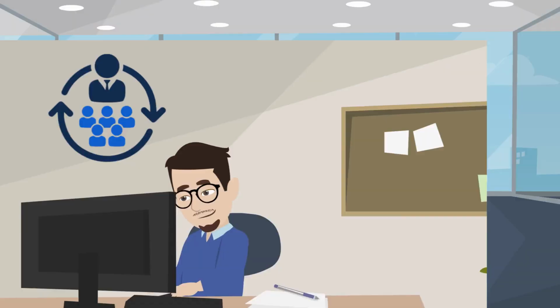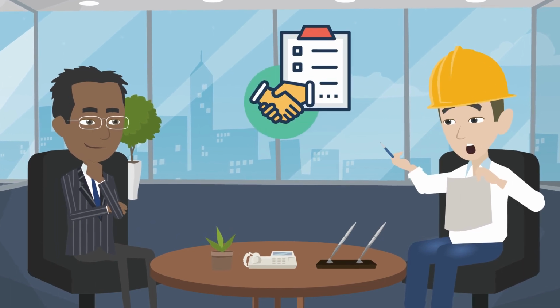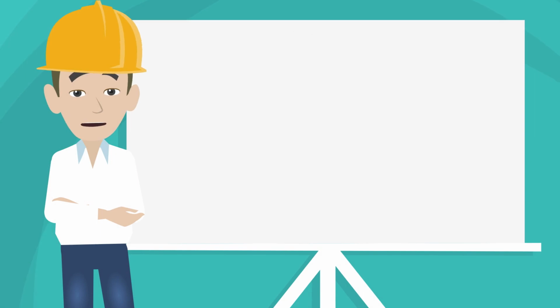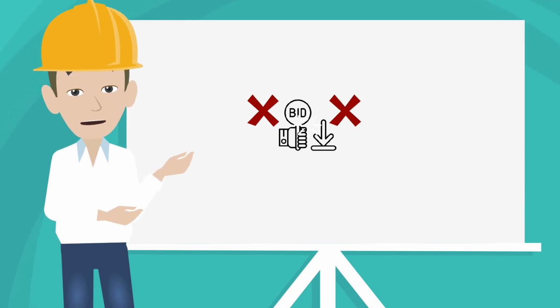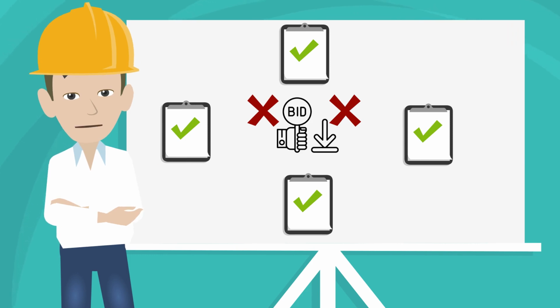Shortlisting or selection. Based on the evaluation results, the project owner shortlists the most competitive bidders or selects the winning bidder. The selection decision is based on the bidder's ability to meet the project requirements effectively while offering the best value for money. It's important to note that the selection is not solely based on the lowest bid, but rather on a balanced evaluation of various factors.